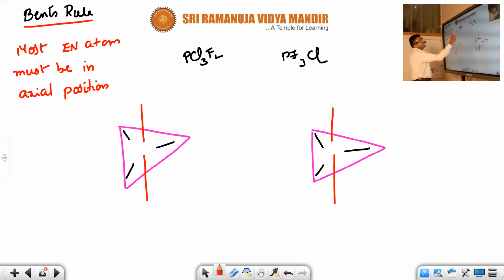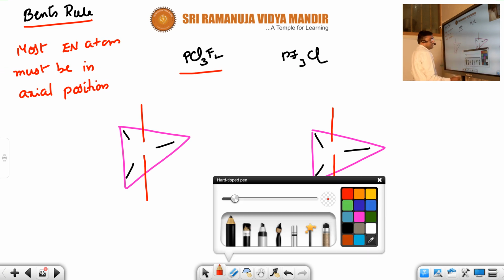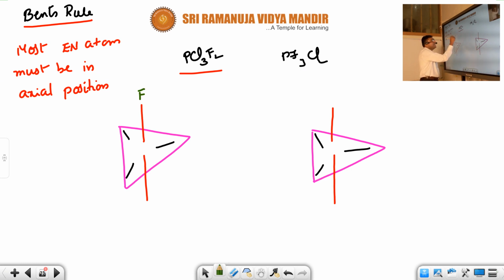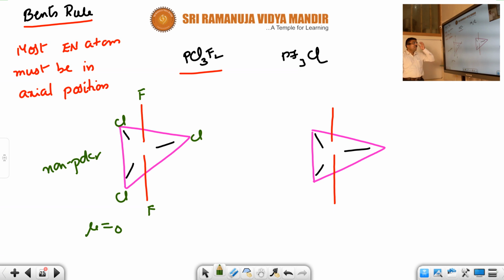So for the first, PCl3F2, students, try to apply. When you apply, you get the reply. So here F is the axial. F should be in the axial position because it is more electronegative than chlorine. Students, in this case, the dipole moment is 0. So it is a non-polar molecule. The center atom is P. Now let us see the next case.